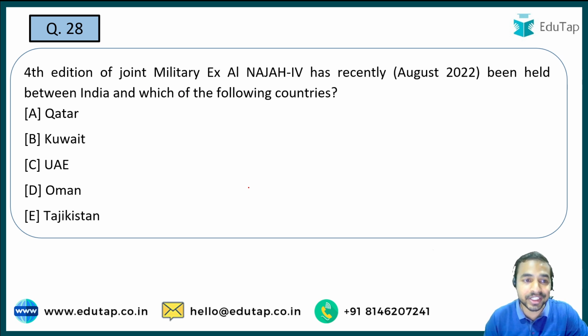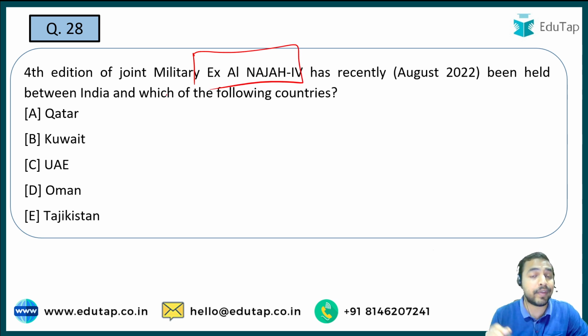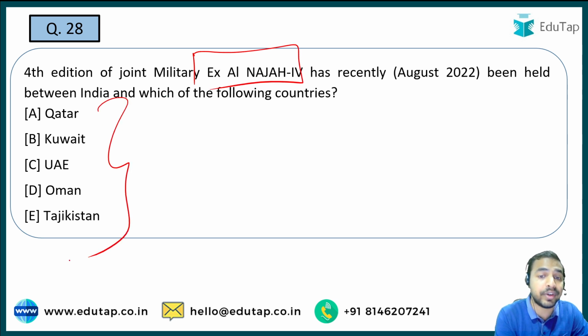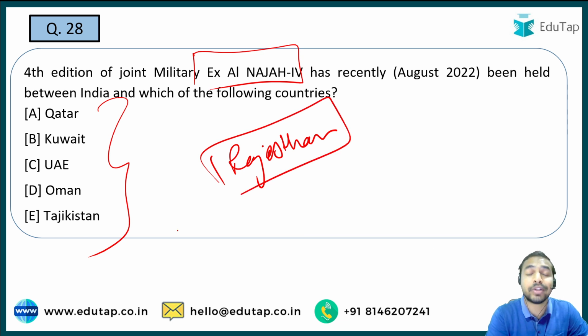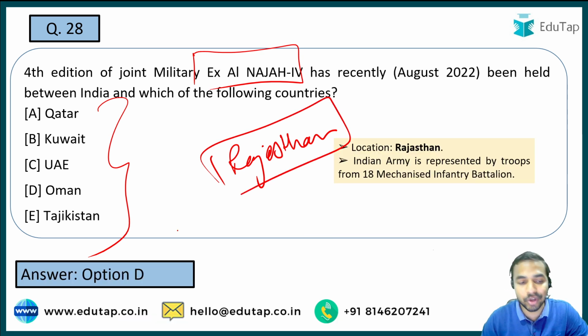So the next question is the 4th edition of joint military exercise Al Najaf 4. You are required to tell me that in which one of the following countries this particular exercise was being held. कौन सी कंट्री के साथ इंडिया ने इस पर्टिकुलर एक्सरसाइज को हेल्ड किया है? That is what you are required to tell me. So guys, this particular exercise was basically held in Rajasthan. And कौन सी कंट्री के साथ हुआ है? The name of that country is Oman. ठीक है जी. So Oman के साथ किया है India ने particular exercise.